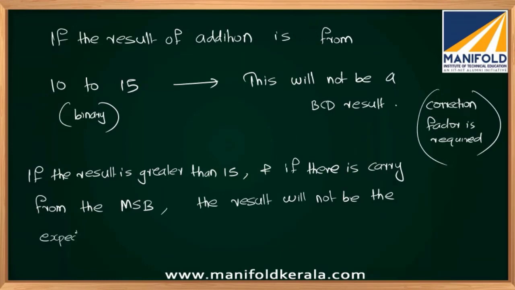The result may look like valid BCD digits, but in this case there is a carry from the MSB, so the result will not be the expected result, and a correction factor is required. You can try adding 9 plus 8. If you add 9 plus 8, you have to get 17, but you will get 11. So it looks like a valid BCD, but a correction factor is required because there is a carry from the MSB position.